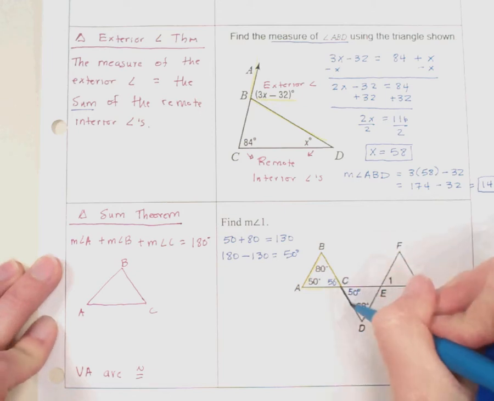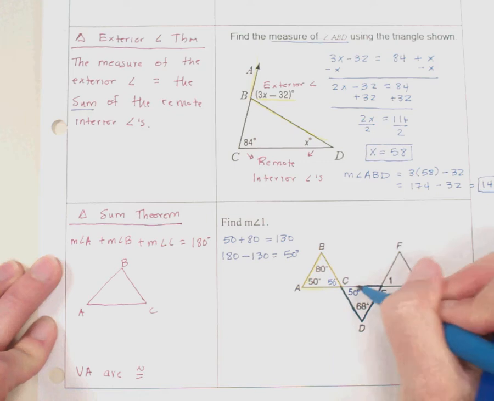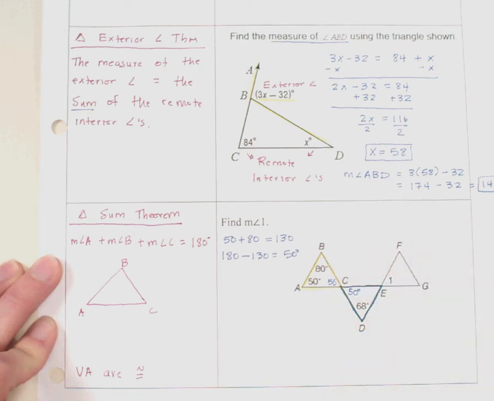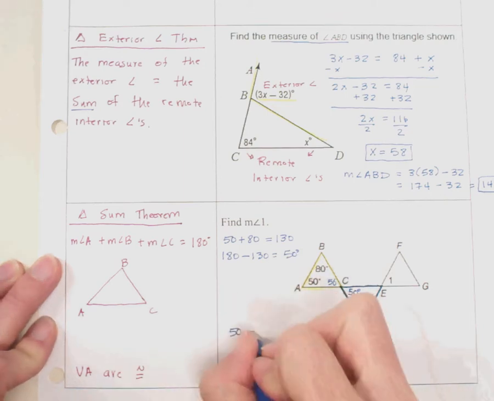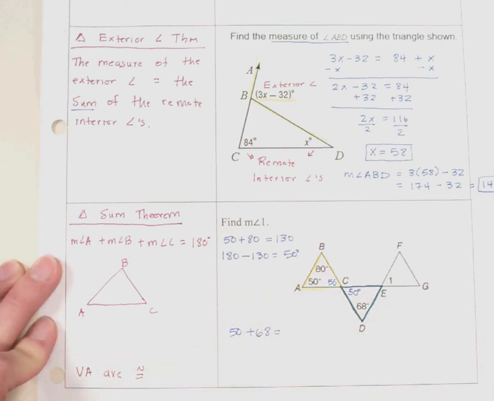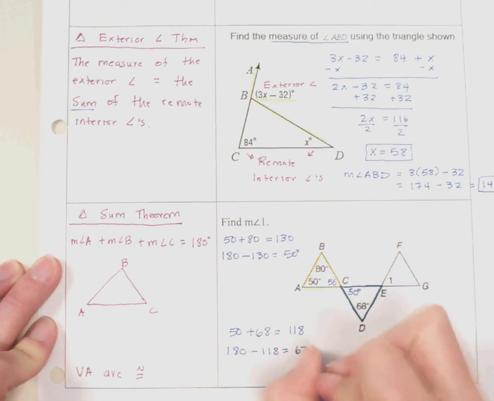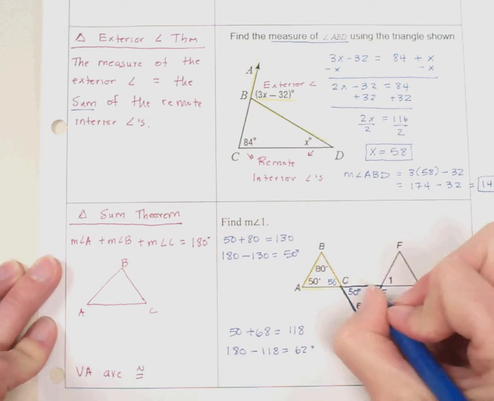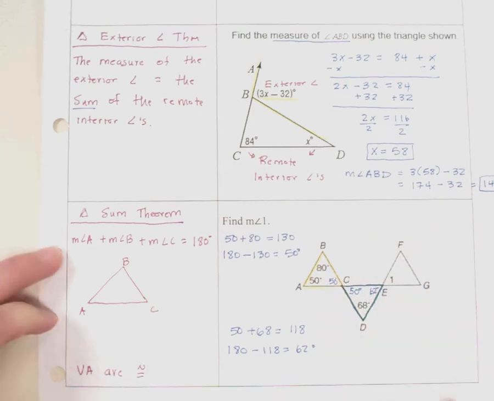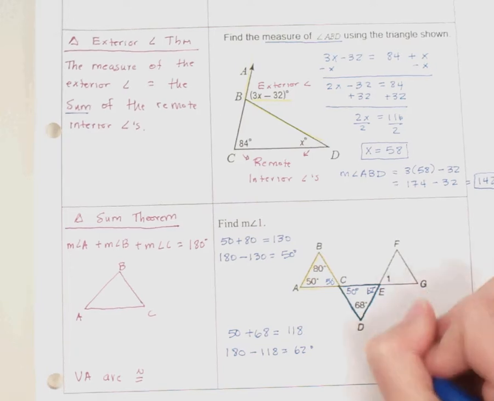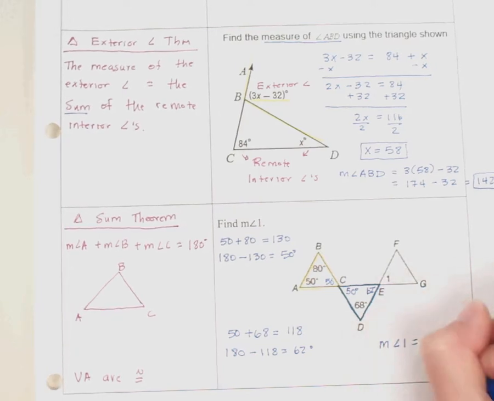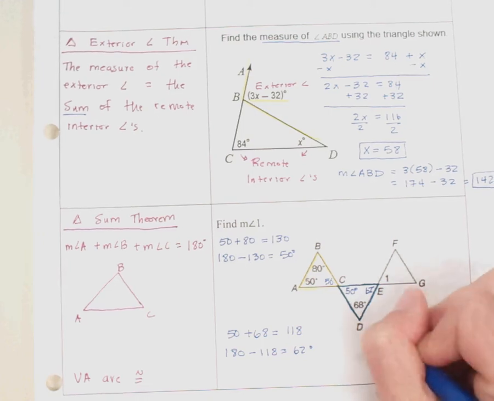Now, in my second triangle, triangle CDE, I know two of the three angles. So I'm going to take 50 plus 68. If I add those together, I get 118. I'm going to subtract 118 from 180. If I subtract those values, I get 62 degrees. So the measure of angle CED is 62 degrees, which is a vertical angle with angle 1. So the measure of angle 1 is congruent, which also makes it 62 degrees.